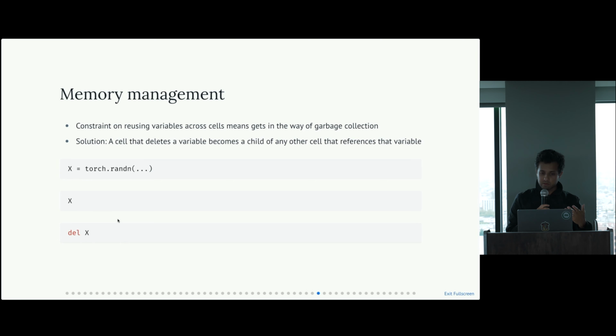So this is a little subtle. If you have three cells, one that defines a tensor, maybe on some GPU, one that references the tensor, and a third one that deletes it, you definitely don't want the delete to run before the other cells that depend on X. So if a cell deletes a variable, we make it a child of all other cells that reference that variable, so it's automatically terminal. And then you get some nice things that fall out from that. If two cells delete the same variable, they actually form a cycle, and we block that at parse time. So I think it's a decent solution for this problem.